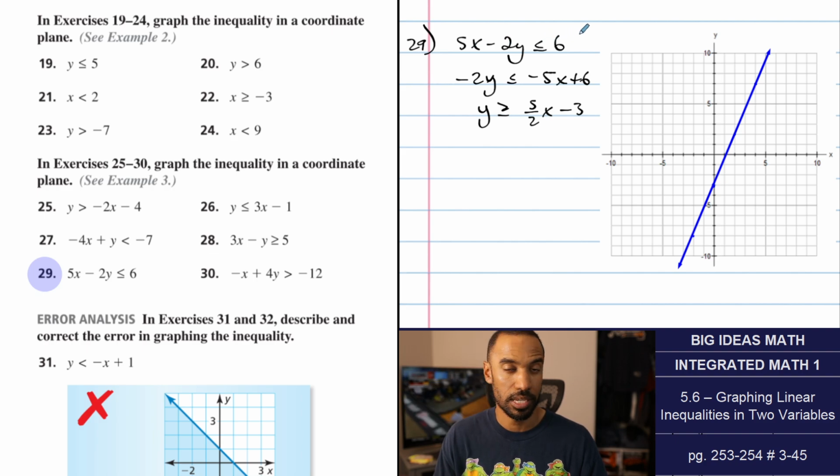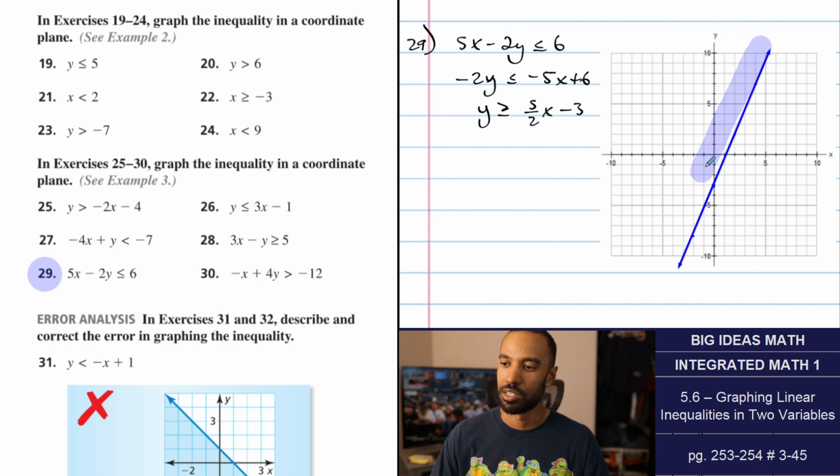Is 0 less than or equal to 6? It is. So you test on the side of 0, 0. You shade on the side of 0, 0. My words are all messed up here today. So we shade on this side like that. 0, 0, and everything thereafter.